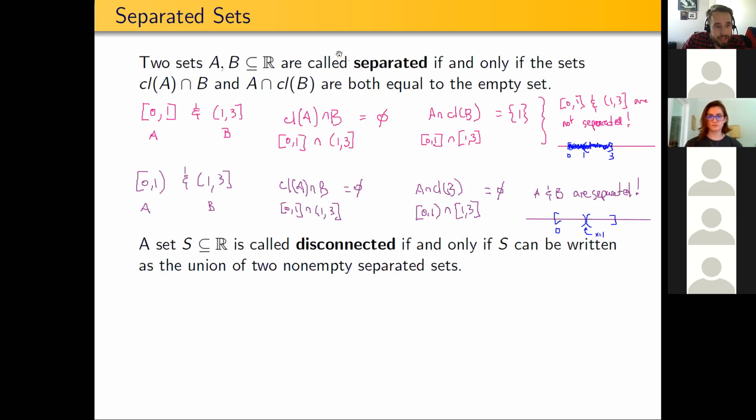So our go-to example here is going to come from our previous work. Consider the set 0 to 3, but take away the element 1. So this is the entire interval from 0 to 3, but I am just removing the single number 1 from it. So we end up with something like this.